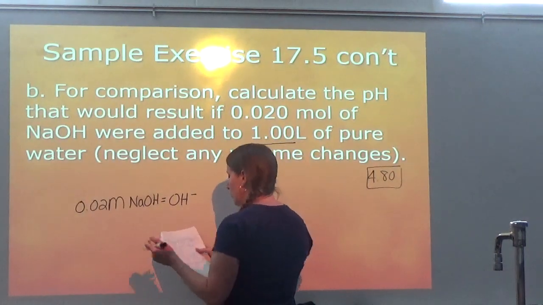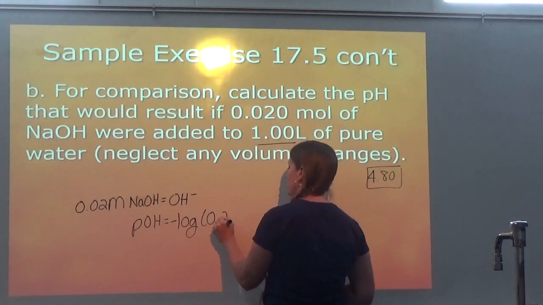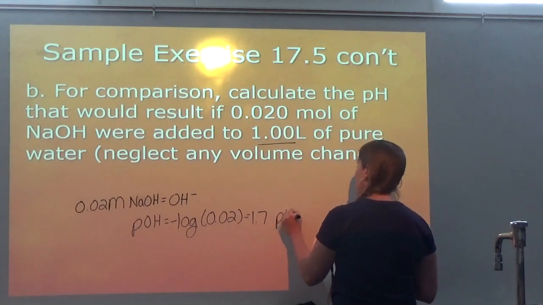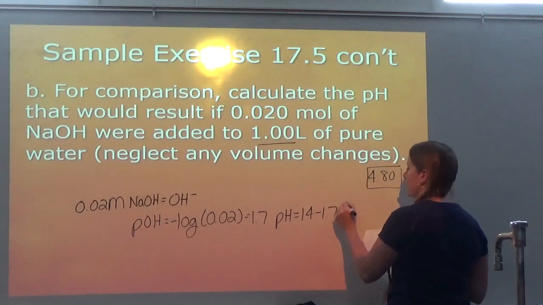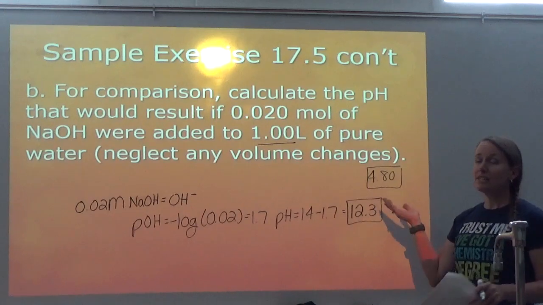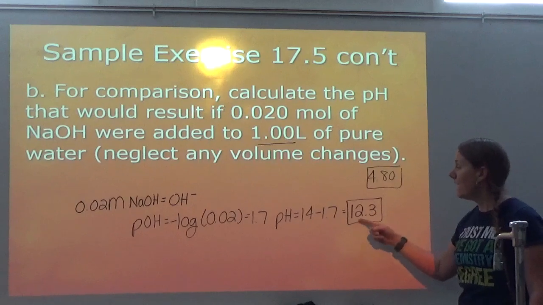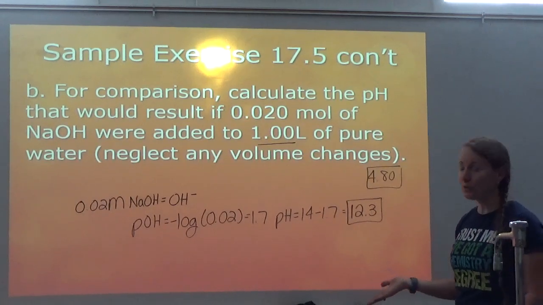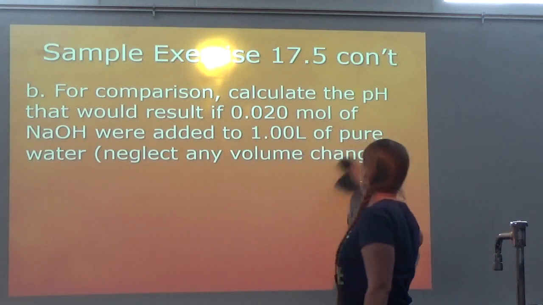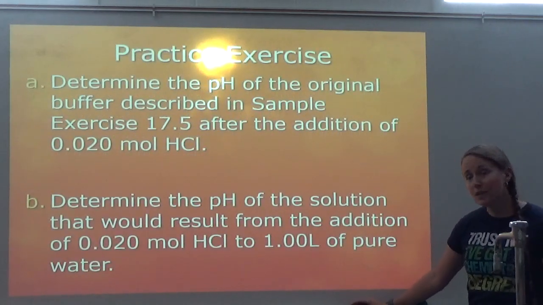Okay, so what I chose to do was say, well, pOH is negative log of OH minus, or 0.02, and so I got 1.7, and then I said pH is just 14 minus pOH, which is 1.7, and I got 12.3. Okay, so see, there's the difference. If I added the base to the buffer, it's only 4.8. If I add the base to pure water, it's 12.3. So you can see how the buffer consumed some of that base and kept the pH from changing a lot.